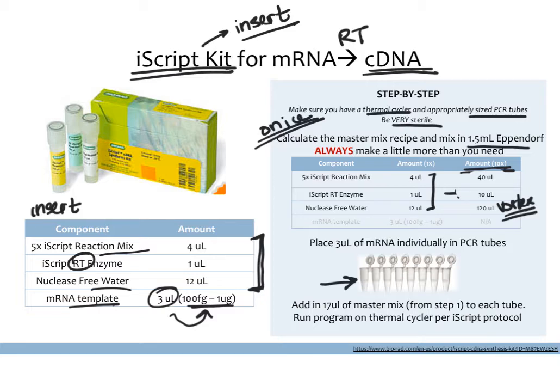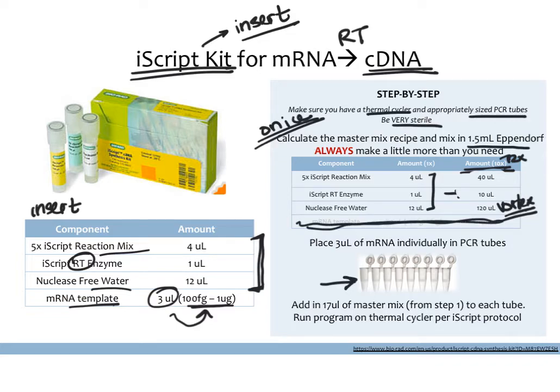You should always make a little more than you need. So always make 2 or 3 reactions more than you need. If we actually needed 10, then we should probably make a 12x mix. That's because you just always lose a little bit in pipetting, and you don't want to end up with less than you need.